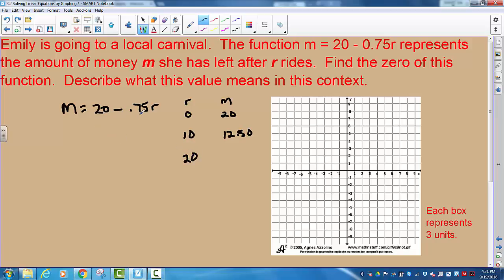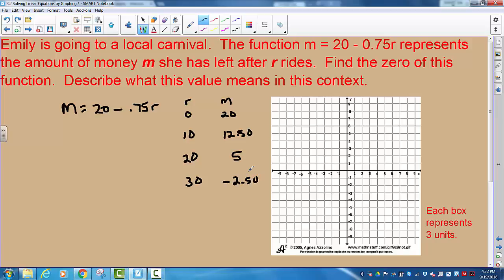20 minus 0.75 times 20. 0.75 times 20 is 15. 20 minus 15 is 5. And then let's try 30. 30 times 0.75 is 22.50. 20 minus 22.50 is negative 2.50.